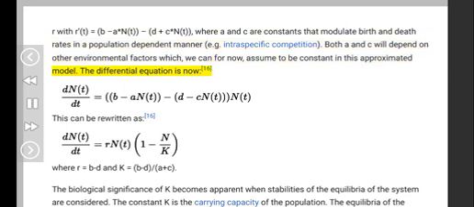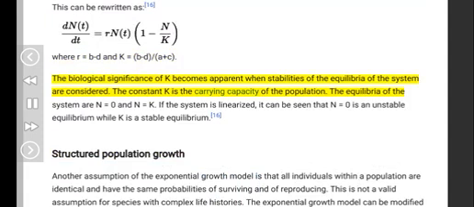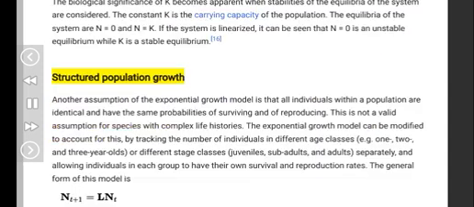The differential equation is now dn/dt = (b - d)n - (a + c)n^2. This can be rewritten as dn/dt = rn(1 - n/k), where r = b - d and k = (b - d)/(a + c). The biological significance of k becomes apparent when stabilities of the equilibria of the system are considered. The constant k is the carrying capacity of the population. The equilibria of the system are n = 0 and n = k. If the system is linearized, it can be seen that n = 0 is an unstable equilibrium while k is a stable equilibrium.